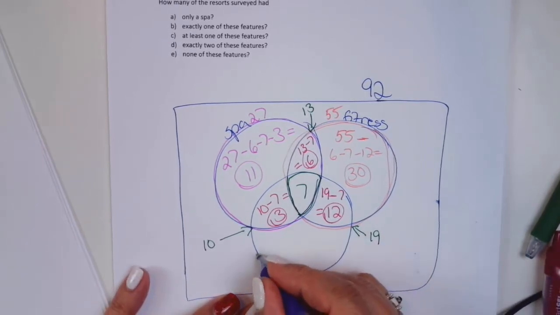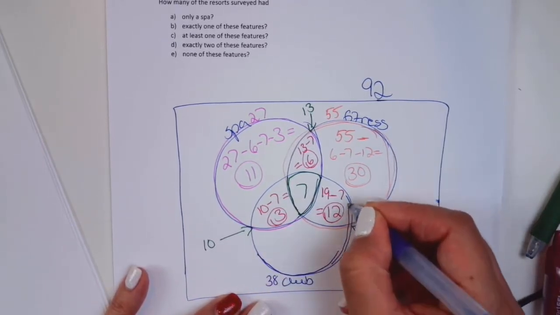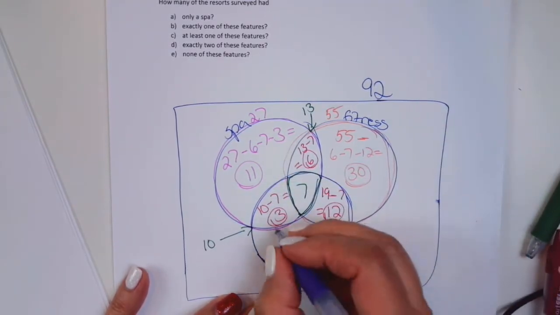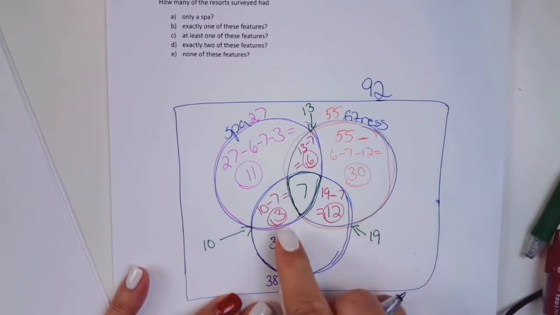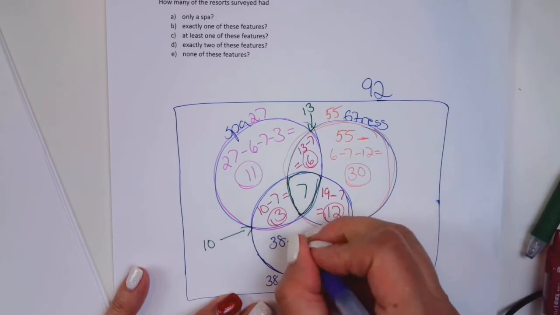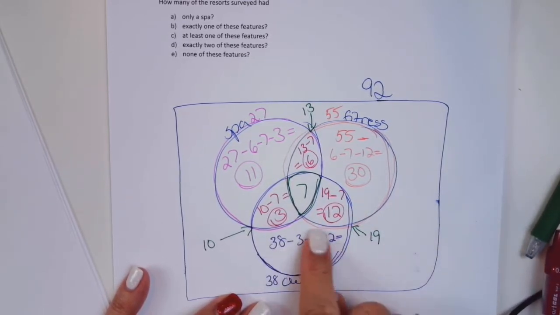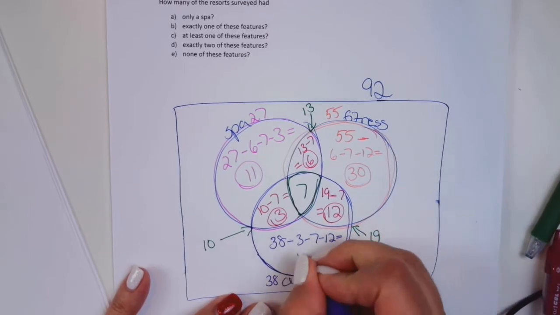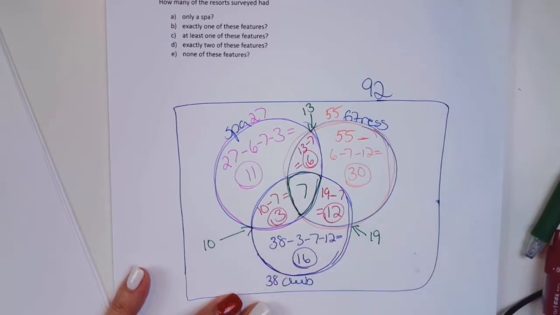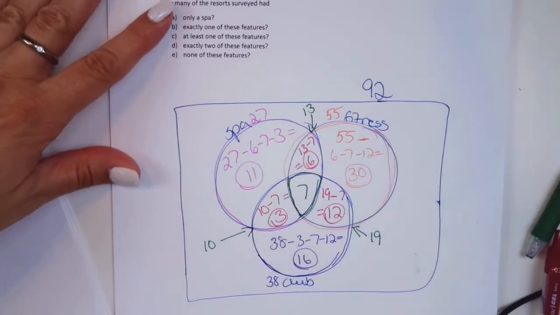And then this children's club circle, again, we have 38. And then we're going to subtract 3, 7, and 12. And when we do that, we get 16. Okay, so let's start answering questions.